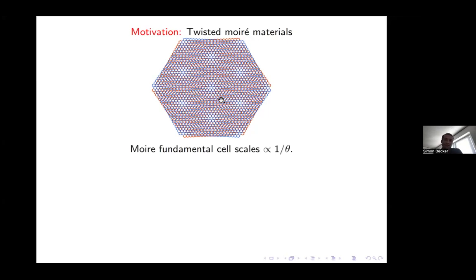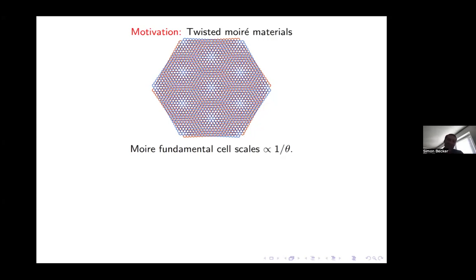Okay, and so the fundamental cell is proportional to 1 over the twisting angle. Meaning for small twisting angles, these honeycombs will grow as the twisting angle goes to 0. They will grow like 1 over theta. And of course, since this is mathematical physics, there might be an immediate objection: whether there actually exists a fundamental cell when you twist two lattices, right?